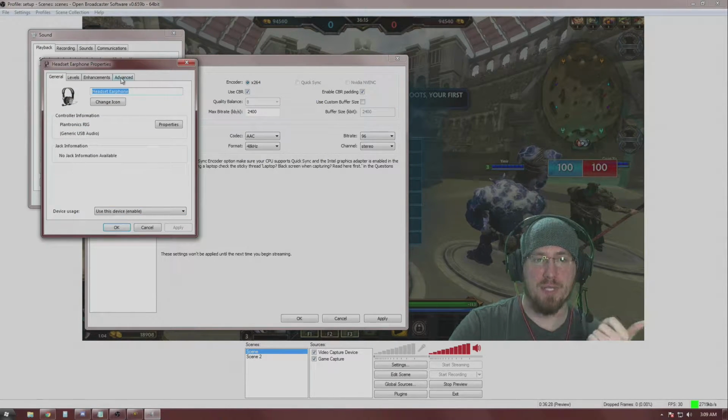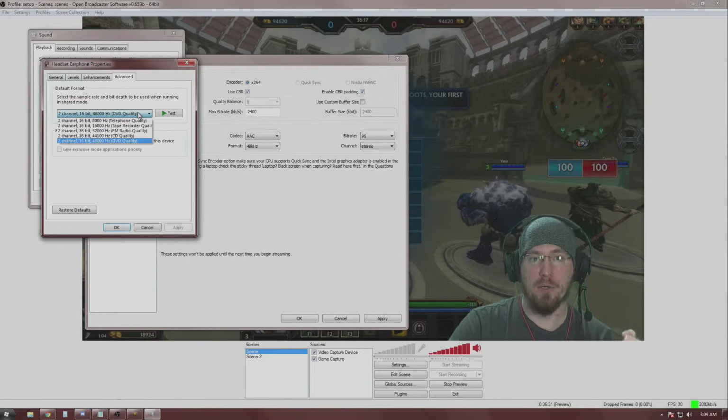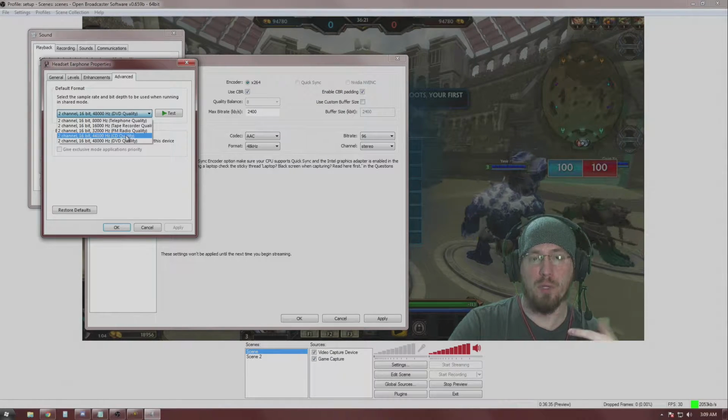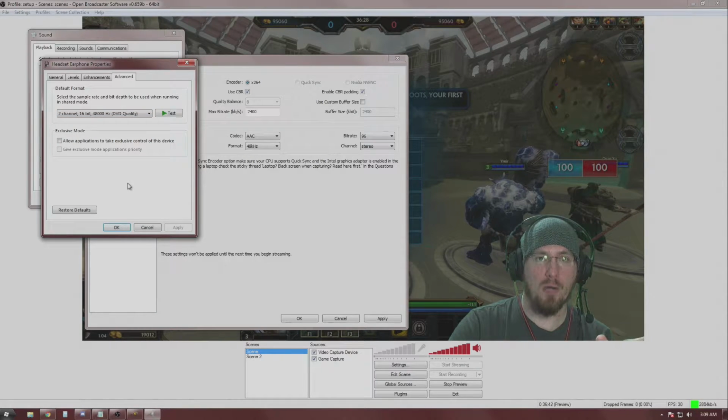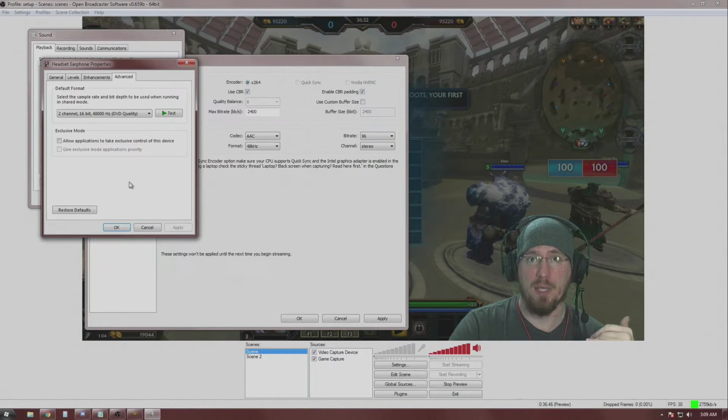So I use this headset. Now in here, it defaulted when I first installed it to 44.1, or as you see it here, 44,100. So I put it on DVD quality. You don't ever need to go higher than that if you have anything targeted at consoles for a gaming headset.